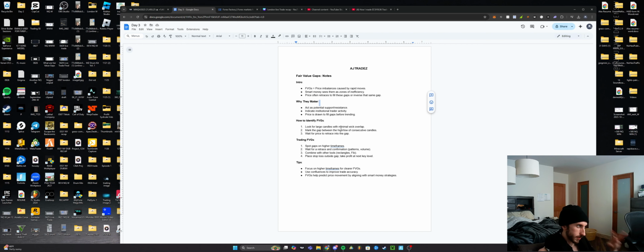Now, how can we identify these fair value gaps, okay? Look for large candles, mainly a 3-candle sequence with a minimal wick overlap. What I mean by that is these 3-candle sequence wicks cannot overlap each other. I don't know why I put minimal. Okay, wait, I'll just leave that there. But it has minimal wick overlap, mark the gap between the high and low of consecutive candles, and wait for price to return to the gap.